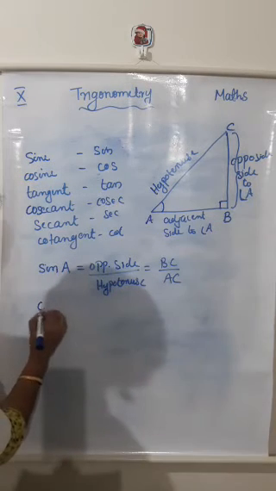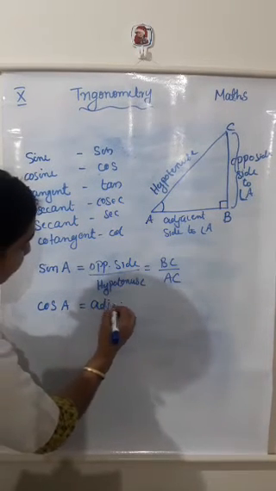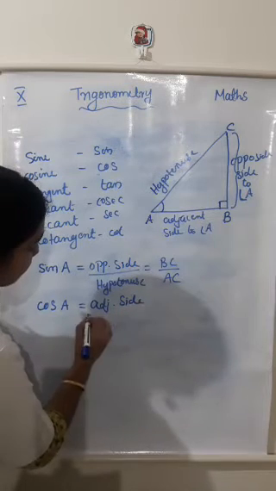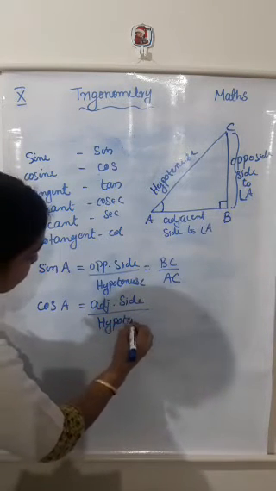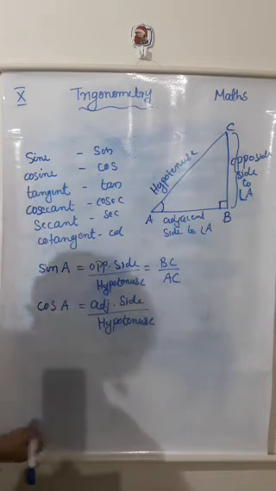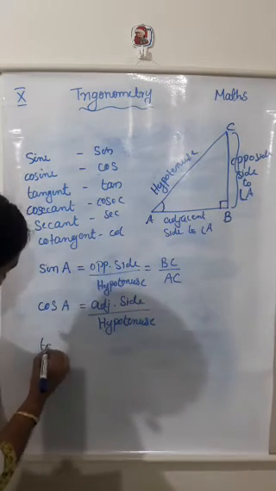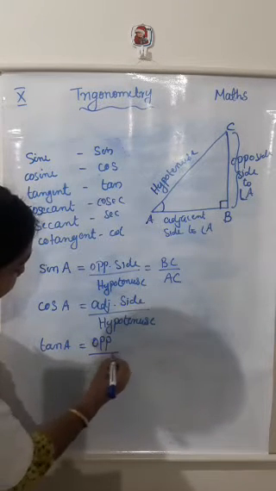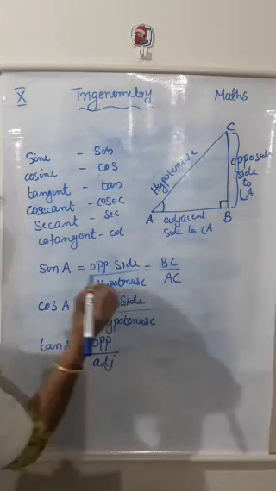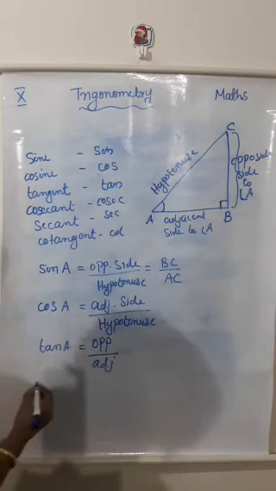Then next, cos. Cos A is equal to adjacent side by hypotenuse. Adjacent side by hypotenuse. Next one, tan. Tan A is equal to opposite side by adjacent side. Next, cosecant.